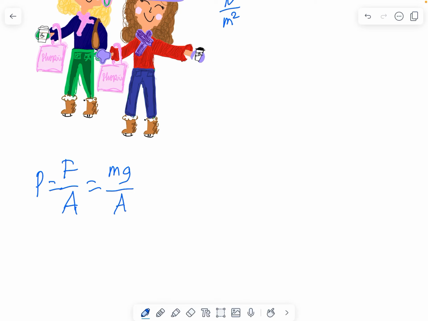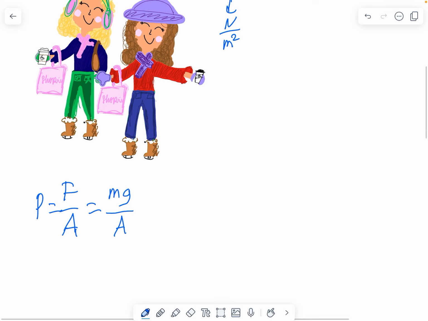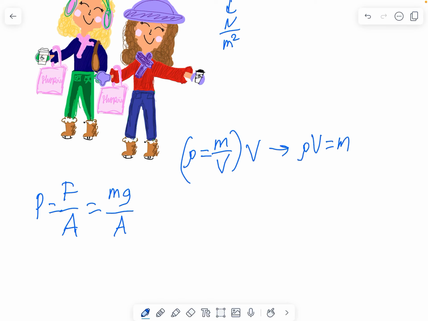But again, it's really hard to find the mass of air or the mass of water because I don't know how to measure the mass that's above my head. So instead, we are going to use density. The formula for density, rho, is equal to mass divided by volume. If I want to solve for mass, I multiply everything by volume. So density times volume is equal to mass. So let's substitute density times volume for mass.